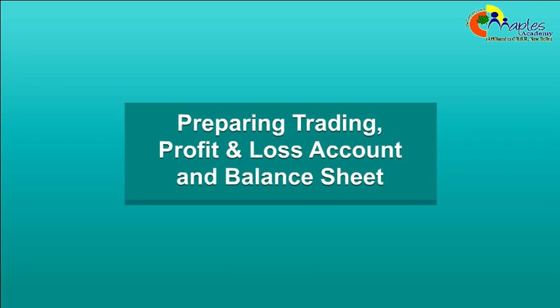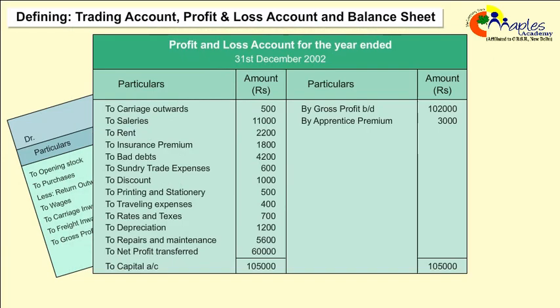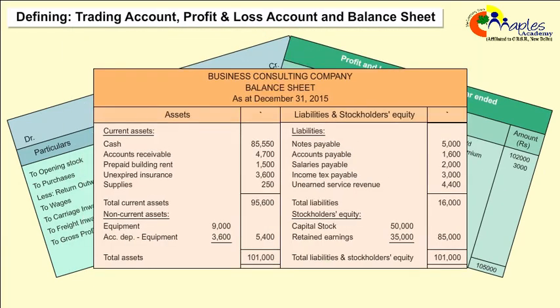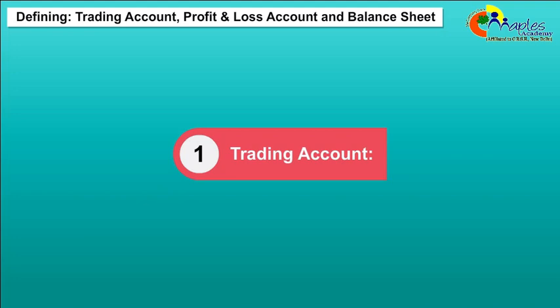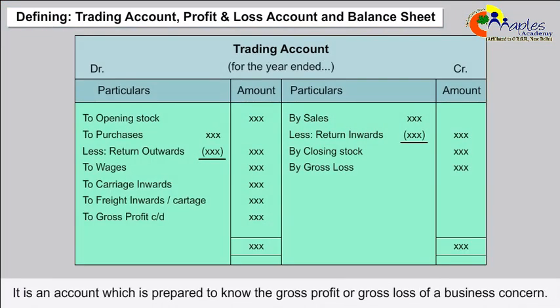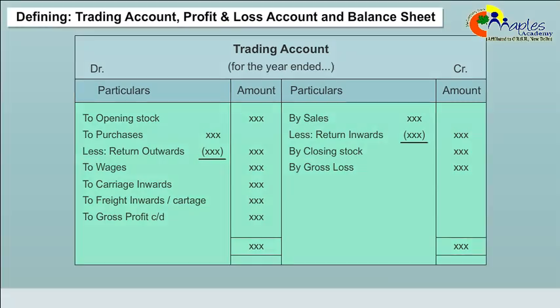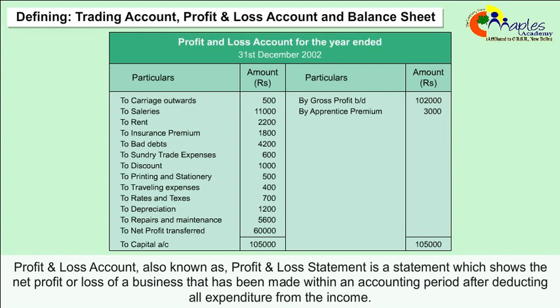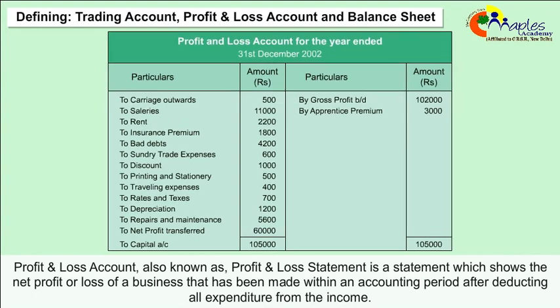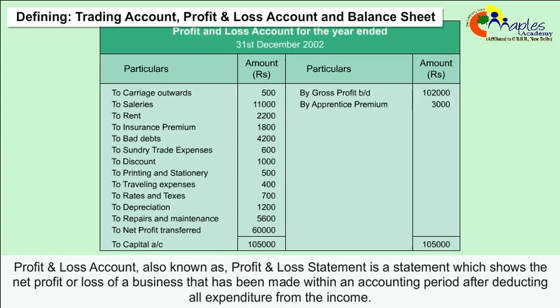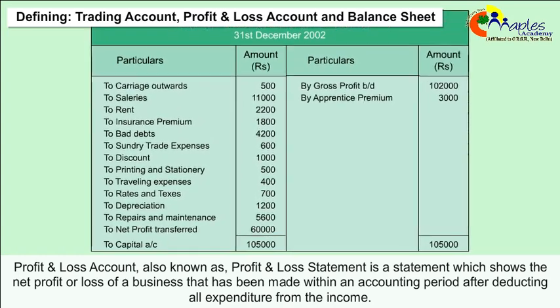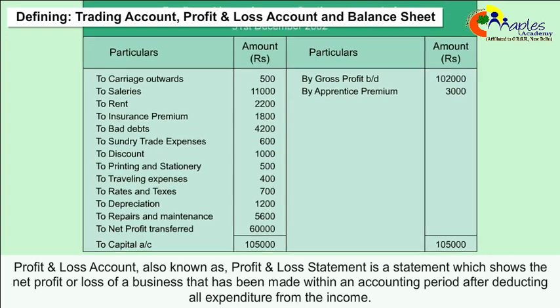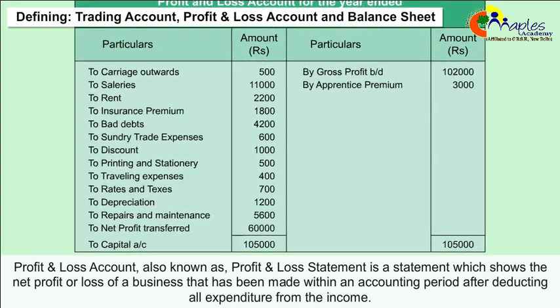Preparing trading, profit and loss account and balance sheet. Defining trading account, profit and loss account and balance sheet. 1. Trading account. It is an account which is prepared to know the gross profit or gross loss of a business concern. 2. Profit and loss account. Profit and loss account, also known as profit and loss statement, is a statement which shows the net profit or loss of a business that has been made within an accounting period after deducting all expenditure from the income.